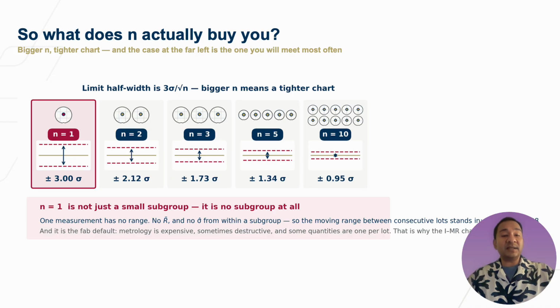It comes with an assumption that consecutive lots are independent, which in a fab is often false. This is a fab default, not the exception. Metrology is expensive, sometimes destructive, and some quantities are simply 1 per lot, which is exactly where we go next.